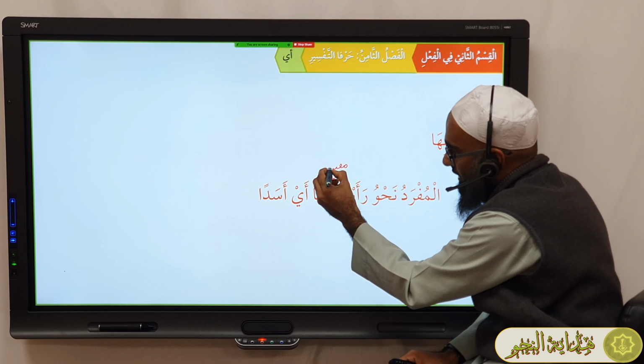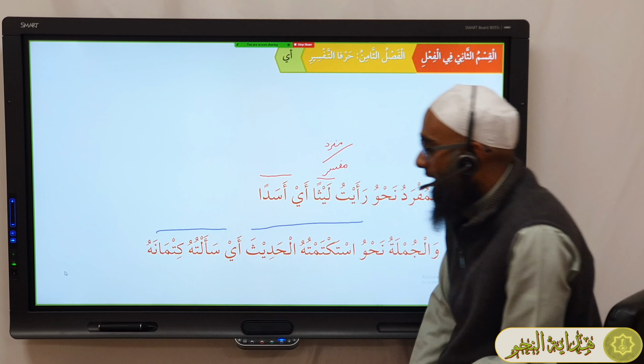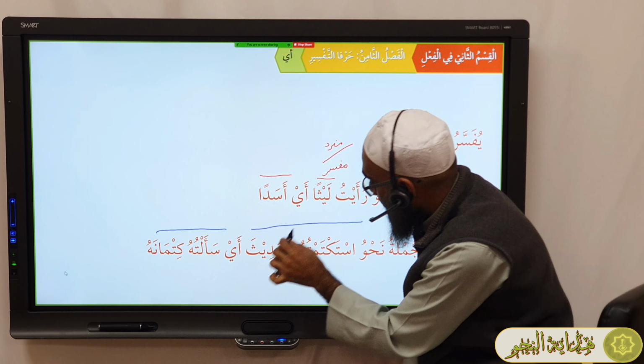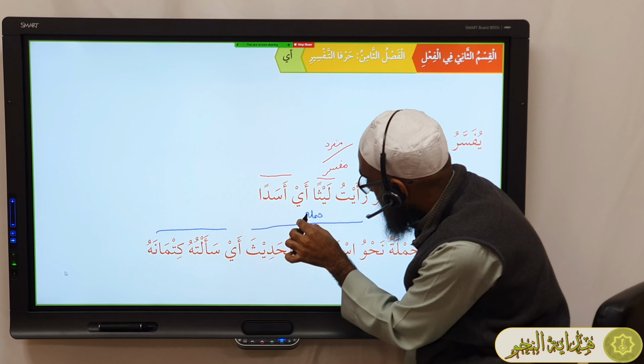So in here, istaktamtuhu al-haditha ay sa'altuhu kitmanahu. So this ay is doing tafsir of a whole jumla. It's explaining the whole jumla. So the ay can be used for both mufrad and it can also be used for jumla. You can use ay in between both of them.